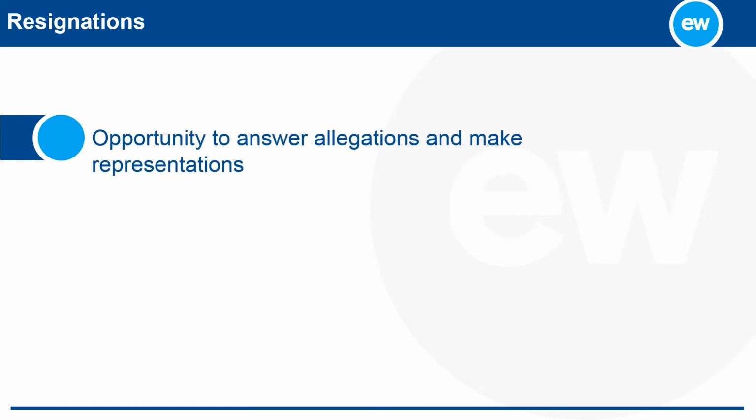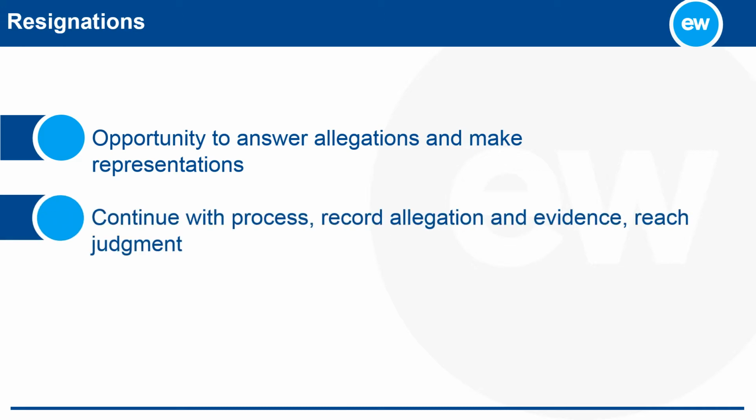If you're faced with a teacher who is resigning because of serious safeguarding concerns, which is quite often the case, it is important that you realise that the matter still has to be investigated and the employee given opportunity to answer allegations and make representations. If they refuse, you must still continue with the process in terms of recording the allegation and going through the supporting evidence and keeping a record of it. You would then need to reach a judgment about whether the allegation can be substantiated, even if a conclusion cannot be made or a sanction applied. So continue with the process, keep an accurate record, and then make your decision.